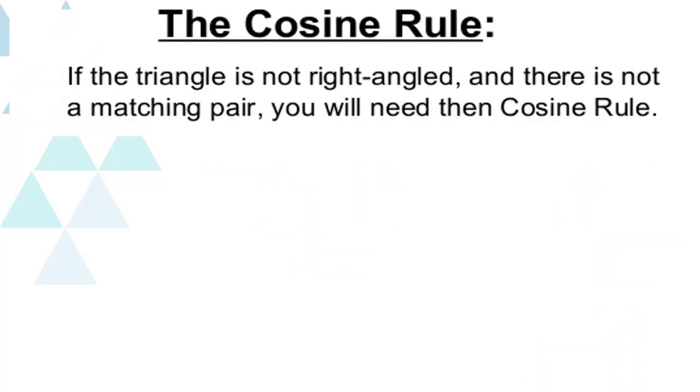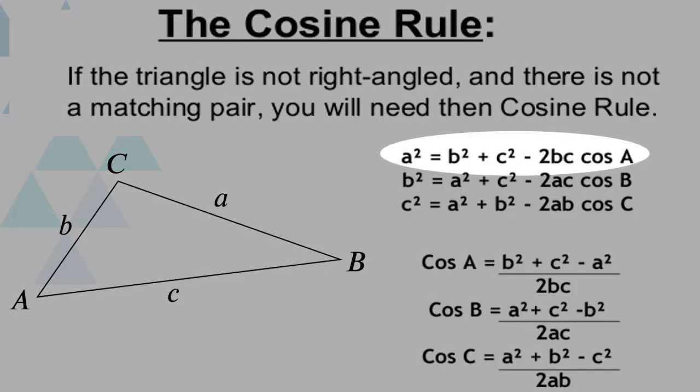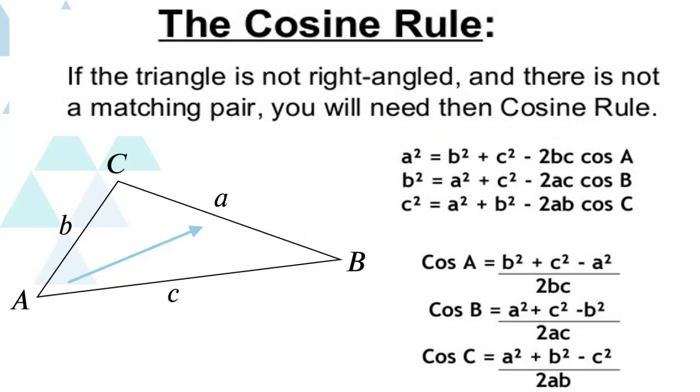If you have a triangle that is not a right-angled triangle and you don't have any matching pairs as in the sine rule, side and opposite angle or angle and opposite side, and you want to find the length of a missing side or the measure of a missing angle, the cosine rule tells you that if you want to find the length of a missing side, let us say A, then A squared is equal to B squared plus C squared, which are the other two sides, minus 2 times B times C cosine A. A is the angle that is opposite to the missing side.